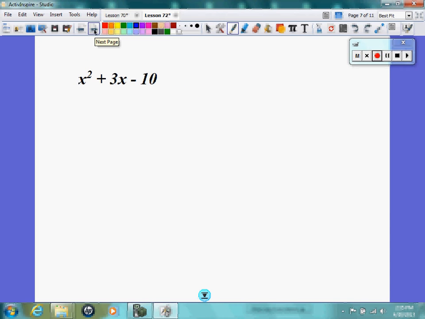Okay, next one. We factor x. Next, look at this sign. This sign is negative. Now, if it's negative, we don't have to look at this sign yet. If the sign of the constant term is negative, then one of the signs will be positive and the other will be negative. And now we look for factors of 10 whose sum is not 3, but whose difference is 3. So here we come over here, 1 times 10, their difference is 9, so that's not it.